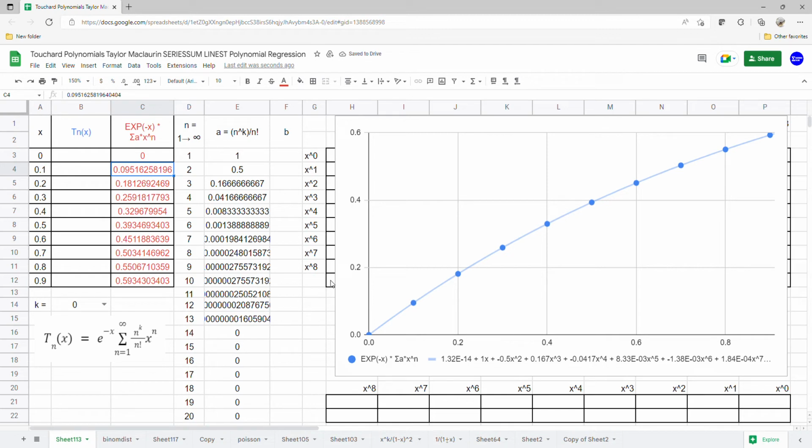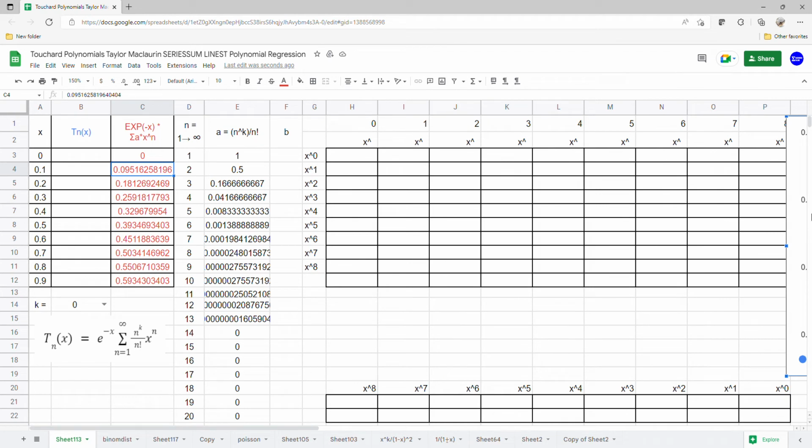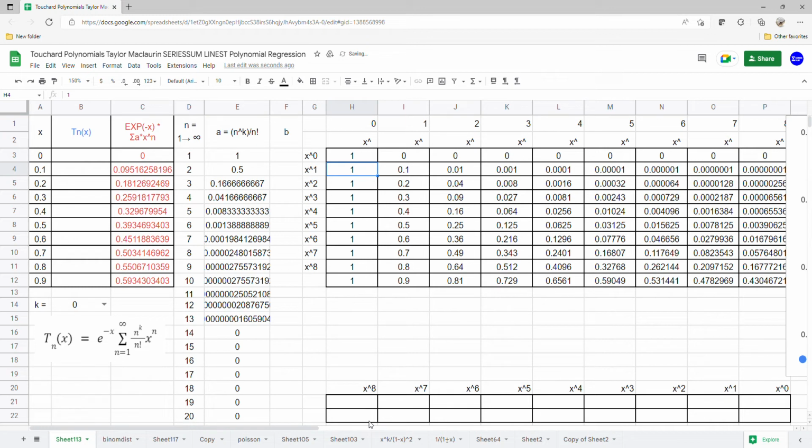And we chart this. We have the chart, so we calculate the polynomial regression coefficients using LINEST. To do that, we complete the LINEST matrix, which is array formula of the x values raised to the power 0 to 8, and we use LINEST. This would be LINEST data y and data x.